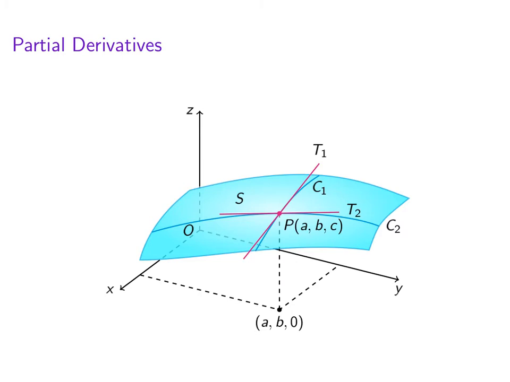Here's a picture of what we're talking about. C1 and C2 are curves that lie in the surface. C1 is what we get when we keep the value of y fixed. C2 is what we get when we keep the value of x fixed. Those are curves that are in the surface. And as we'll discuss next, T1 and T2 are tangent lines to the curves C1 and C2. The slopes of those lines will be what the partial derivatives represent.